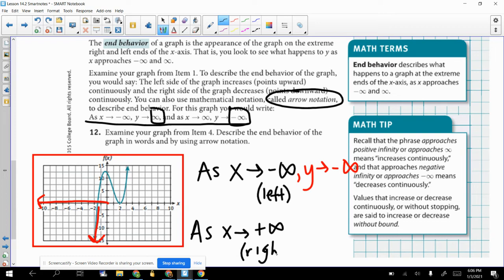Because remember, your x-axis goes left and right. So now as we approach positive infinity on the x-axis, what's happening to our graph? It's pointing up. And it's going to continue on in that direction forever, so we would say y approaches positive infinity.